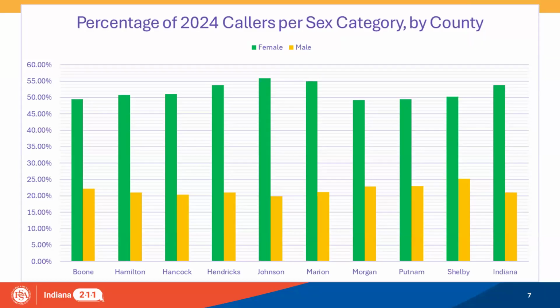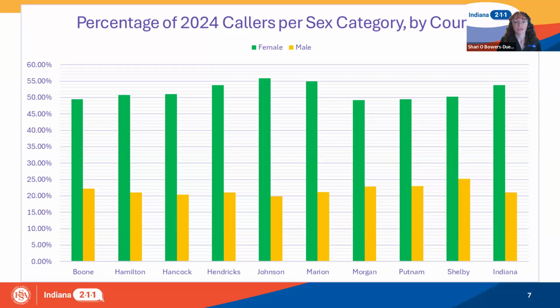Okay. So one person mentioned, it's interesting that Marion County has a fewer percentage of housing calls than the entire state. Do we ever do any additional research to find out why a need in a particular county is higher or lower than the state average?